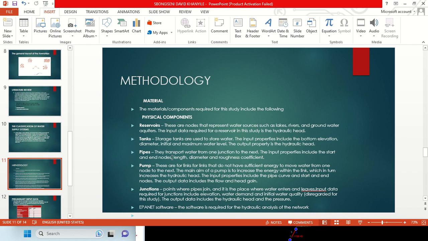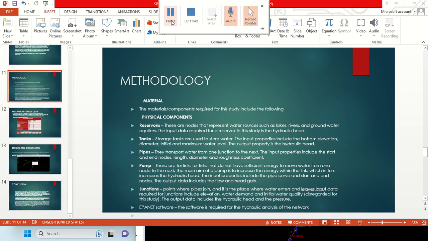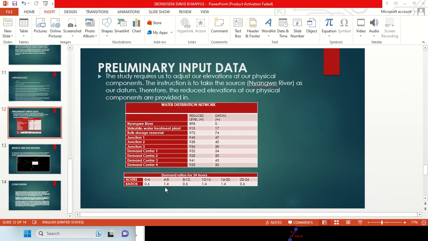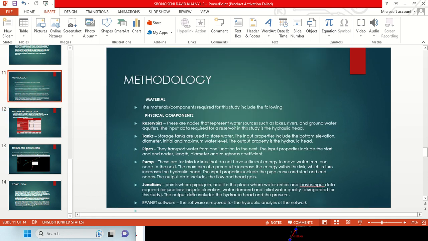Now we're going to look at how we're going to apply the proposed design that is needed by a local municipality. Now we look at the methodology, how we're going to apply this design, and what components to consider when designing. First of all, look at the material. The material and components required for this study include the following: physical components, which are reservoirs, tanks, pipes, pumps, junctions, and also appurtenances.